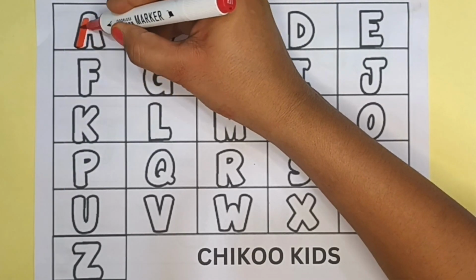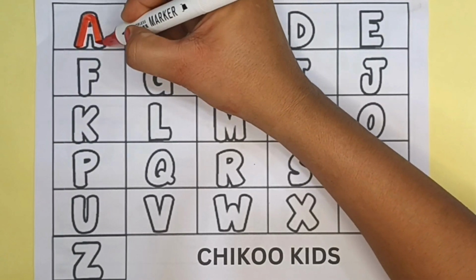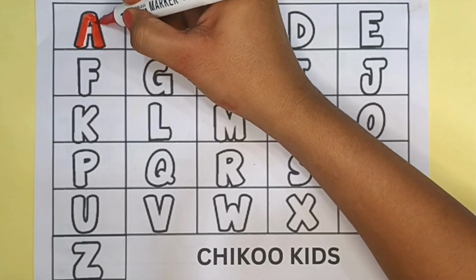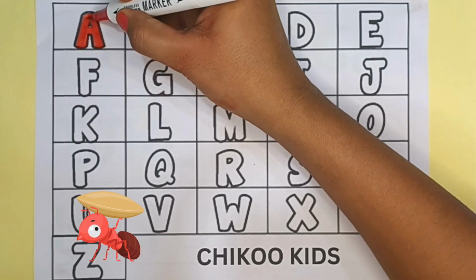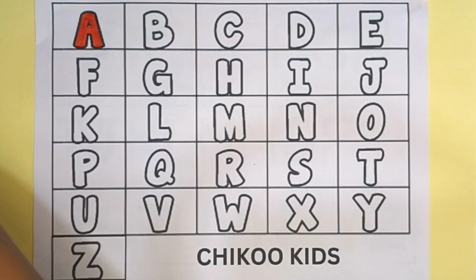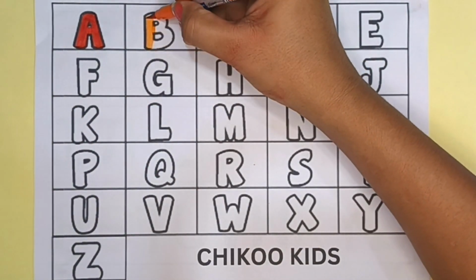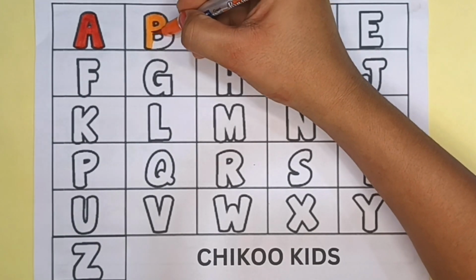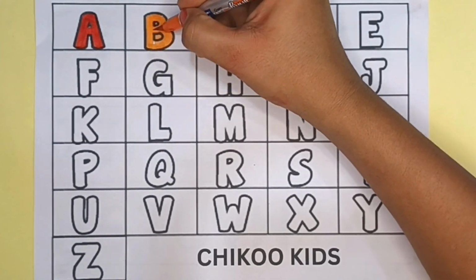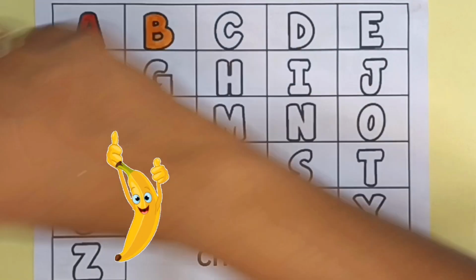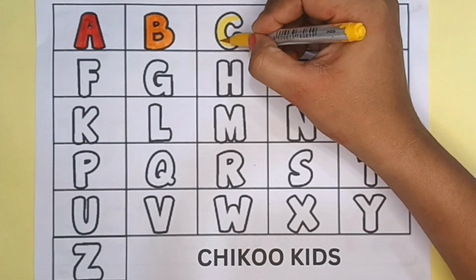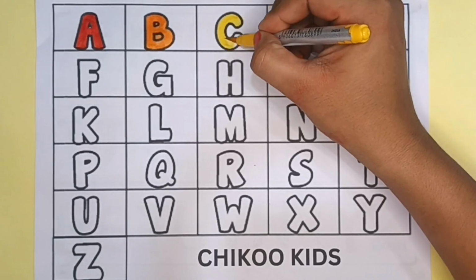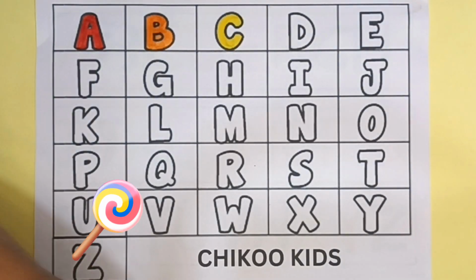A for ant, red color. B for banana, orange color. C for candy, yellow color.